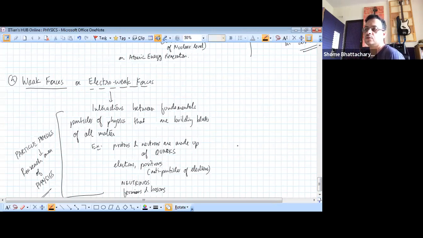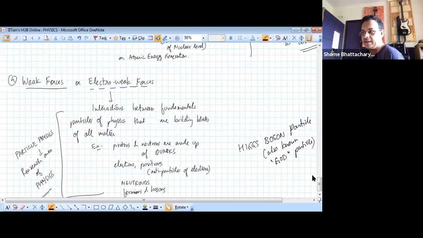Yes, the God particle, which is also called the Higgs boson particle, also known as the God particle. No, there is no "oh my God" yet. There might be. Anyway, these two things, nuclear forces and weak forces, are not something that we're going to study in our 10+2 syllabus.